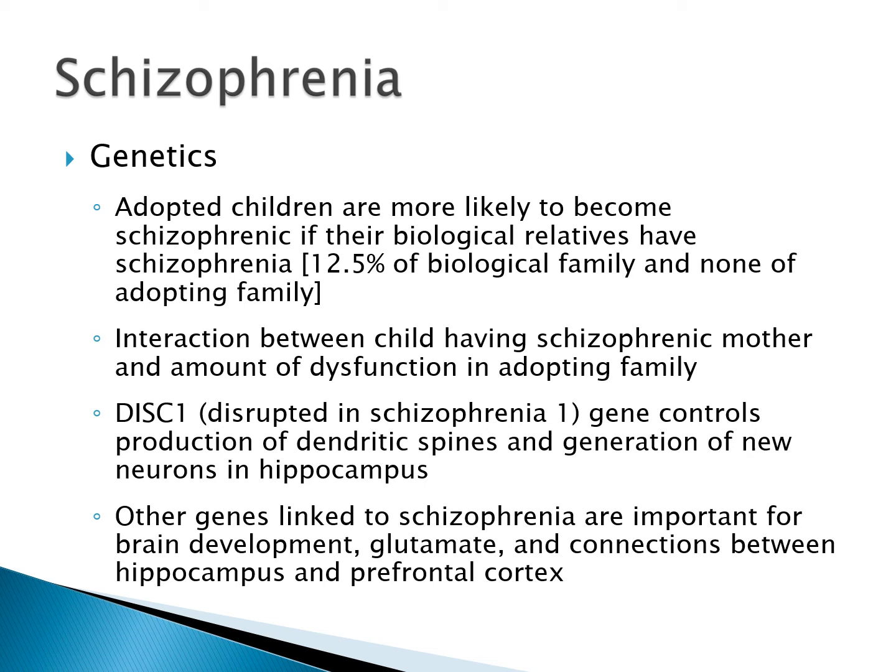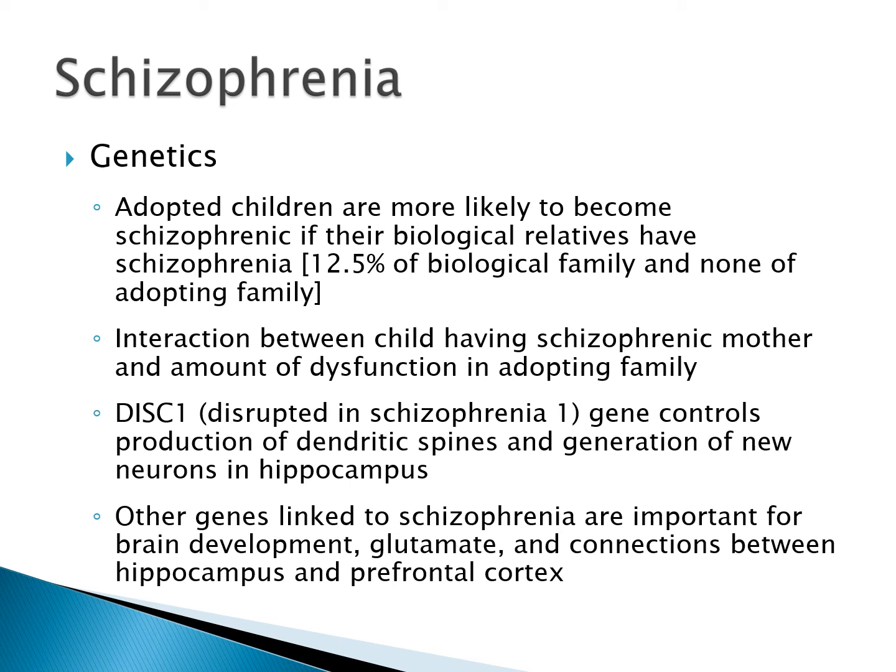So here is another listing of aspects of genetics, because again, it's a pretty complicated disorder, and of what's going on and why we're seeing it. Adopted children are more likely to become schizophrenic if their biological relatives have schizophrenia. So if I'm adopted and I have schizophrenia, 12.5% of my biological family, that's the percentage they found in this study, are going to have schizophrenia, and none of my adopting family. If I'm remembering correctly, this was a large study conducted in Norway or Sweden or somewhere like that.